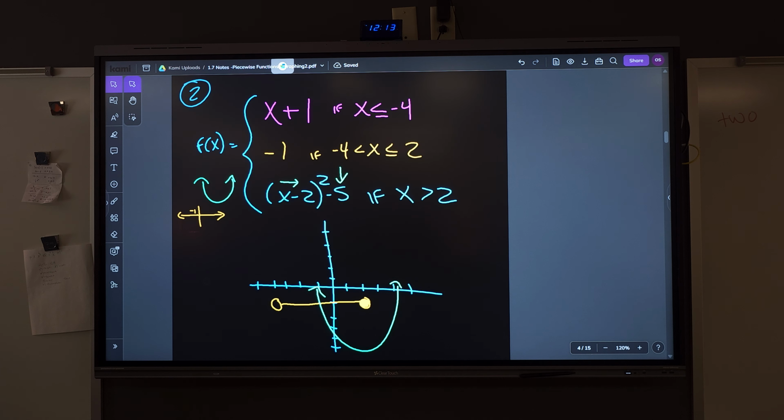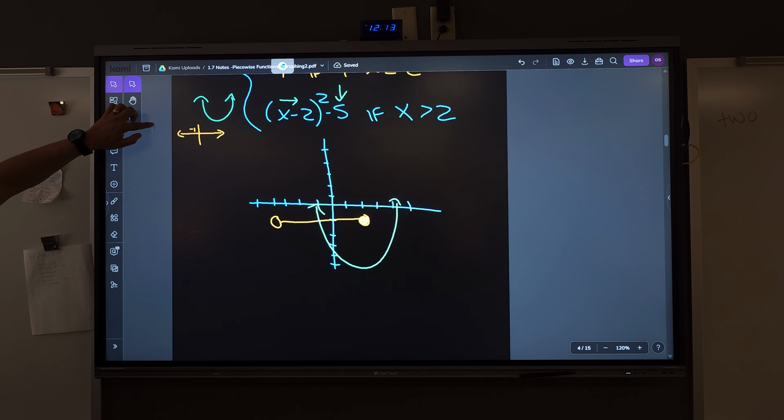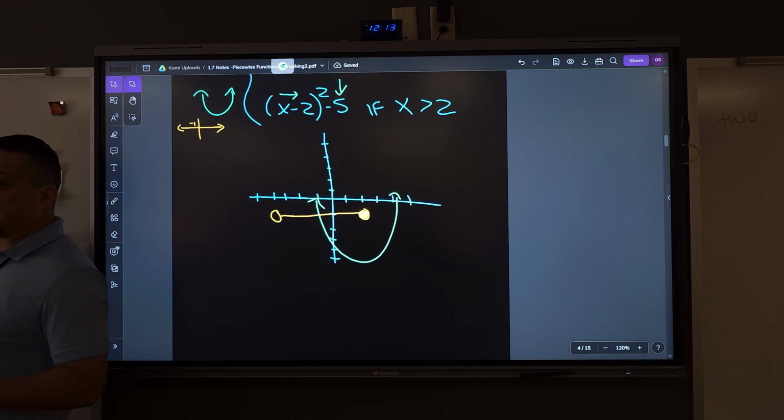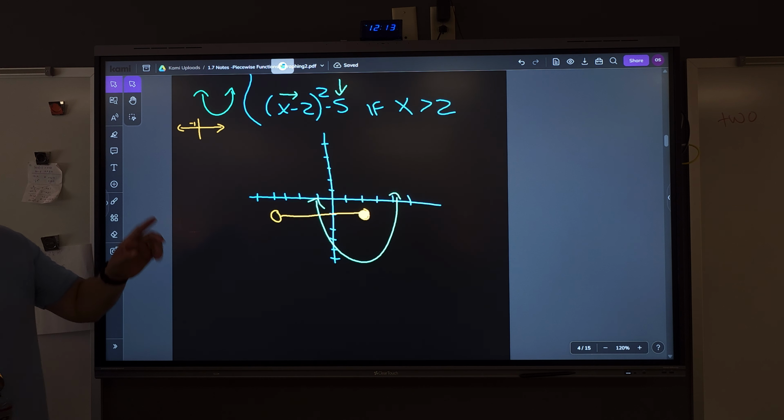But we haven't cut it yet. We need to cut it. So how do we cut it? Wait, I have a question. How do you know where it's originally pointed at, the U? All the parent functions, all of them actually, they all start at 0, 0. So you always start in the middle, and then you just move by whatever the numbers are. Yeah, that's exactly right.